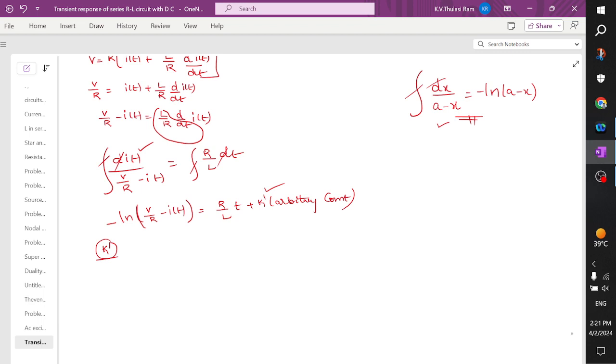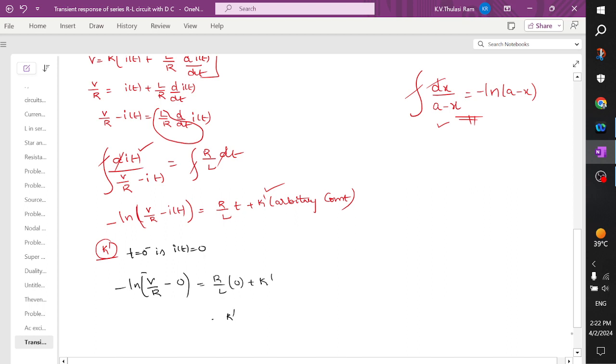So the initial current at t equal to 0 minus is I of t equal to 0. Now you substitute this in this expression: minus ln v by r minus the current at t equal to 0 minus, which is 0, is equal to r by l into t, where t equal to 0 minus is 0, plus k dash. So when you perform it, I get k dash is equal to minus ln v by r.